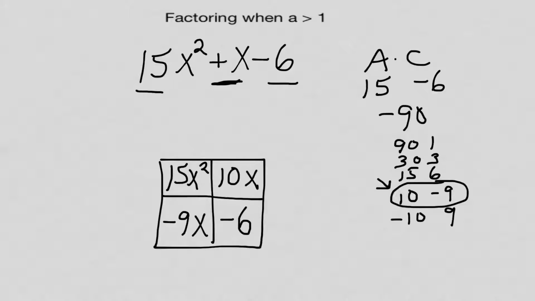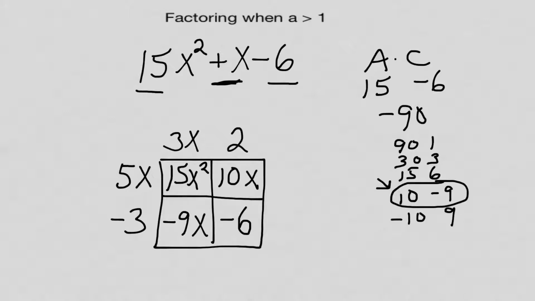All right, now we're ready to factor out the biggest numbers. We're going to do the horizontals first. 15x squared and 10x. The largest number we can factor out is 5x. All right, then we've got -9x and -6. The largest number we can factor out is a -3. All right, now we're going to do the verticals. 10x and -6, that's going to be a +2. 15x squared, 9x, the largest number variable combination is going to be 3x.